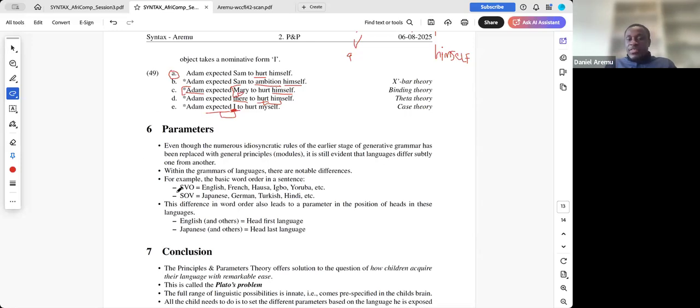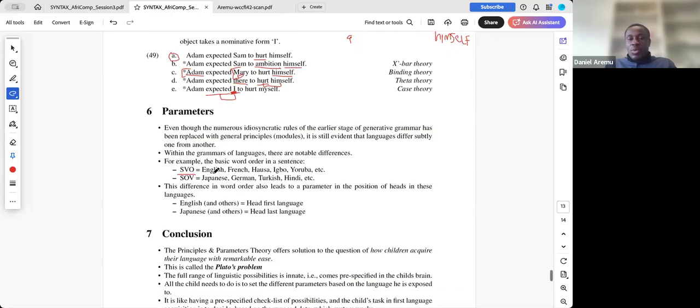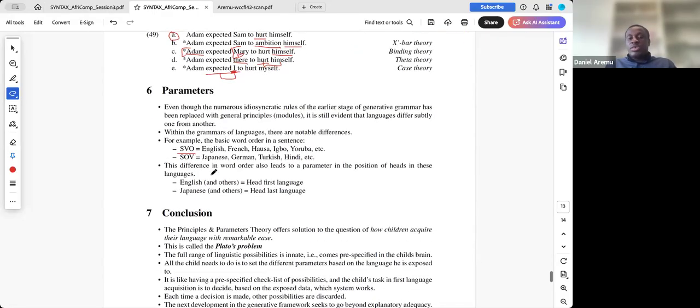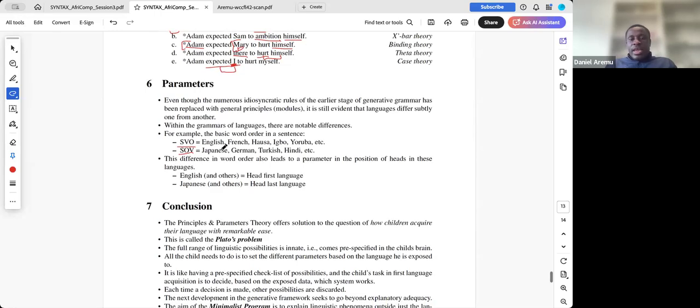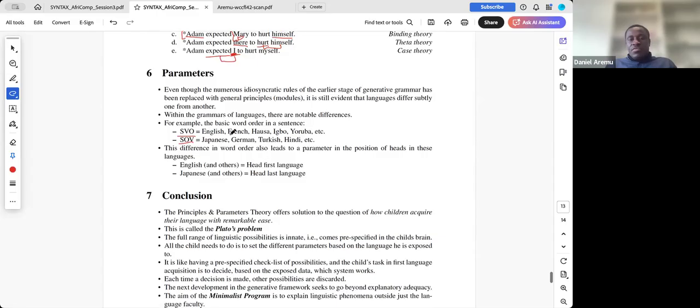So there are languages that are SVO, like English, like Yoruba, like Igbo, like Hausa, like French. These are SVO languages. While there are languages that are SOV, right? Where the subject, object, and then the verb comes last. Like Japanese, German, Turkish, Hindi, etc. So these are parameters. Underlyingly, we still assume that they have similar structure, but then on the surface, some things are going on, movement going on, and you have some transformation.